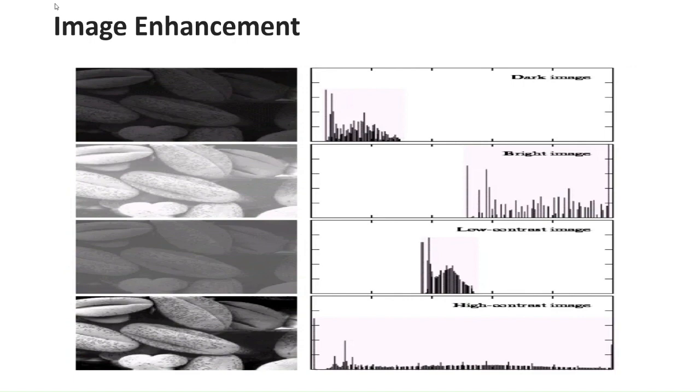Next, image enhancement. In image enhancement we are using different types of images: dark image, brighter image, low contrast image, and high contrast image. If the images are unclear, please comment for more data or more images. I will be sharing the notes of this topic and the images. These types of images are all useful for image enhancement.